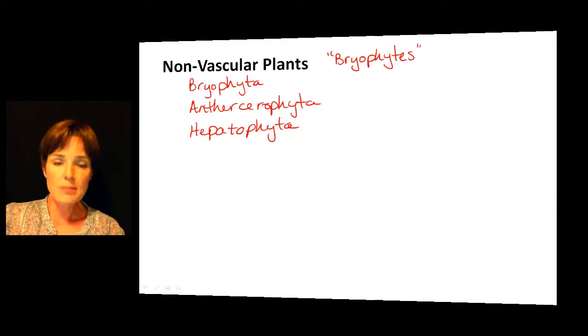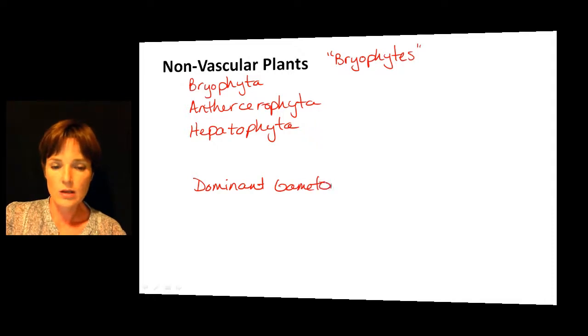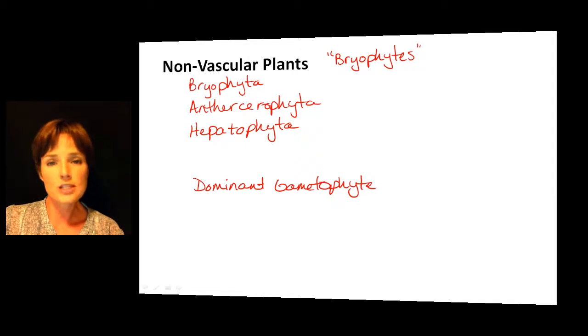Now, one thing to keep in mind as we go through these non-vascular plants is that all of them are going to have a dominant gametophyte generation. And this is something that is going to change a little bit later when we get into the vascular plants. But at this point, when we look at the non-vascular plants, the part that you usually see is going to be gametophyte tissue, which means it's going to be haploid tissue.